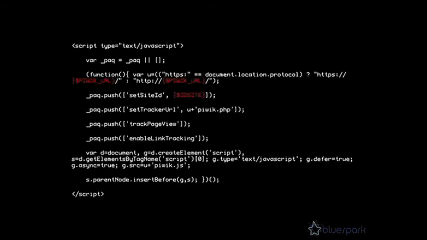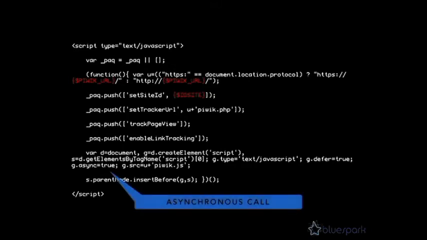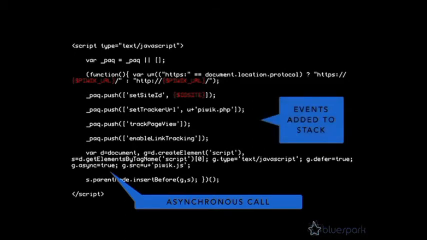This is what the tracking code for the JavaScript-based tracking looks like. And if you've ever seen the Google Analytics tracking code, it's very similar. The two important things to keep in mind here is that you can have an asynchronous call. Asynchronous will allow your page to load, and it's not going to delay that. And the concept is that you have a stack of events, and you're just pushing events on this stack, and then they get sent to PWIC. Right, so it's pretty straightforward.